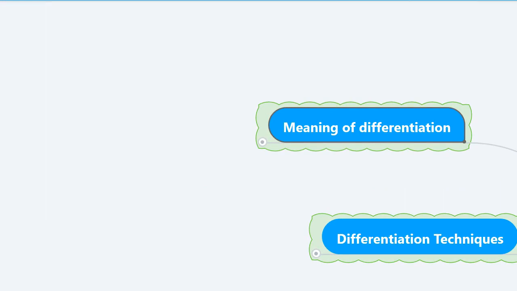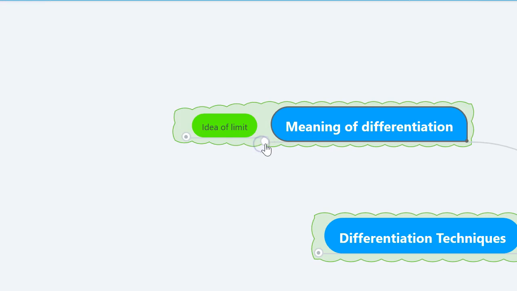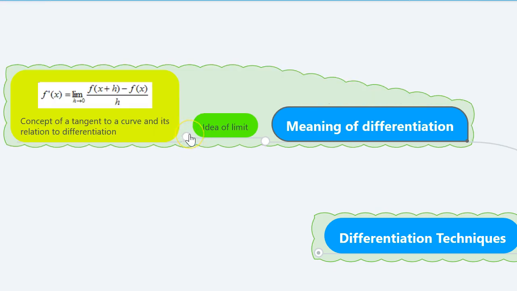When we started this chapter, we started by looking at the meaning of differentiation, which talks about how differentiation came about. We look at the idea of limit, whereby we explore the concept of a tangent to a curve and its relation to differentiation. From there, we learn how to use first principle to do differentiation.